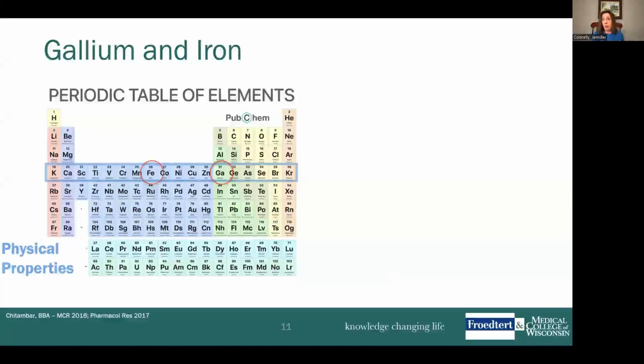So they both will bind transferrin. They both are incorporated into cells through transferrin receptors. But because gallium is located in a different column, it doesn't share in the same reactive properties that iron does. So once gallium is within the cell, it doesn't fuel those iron-dependent processes that cells need to continue to grow.